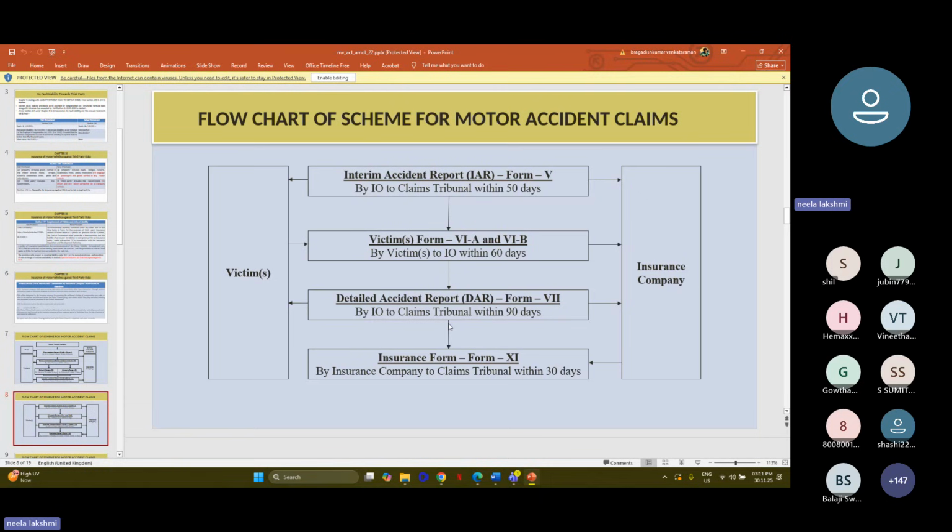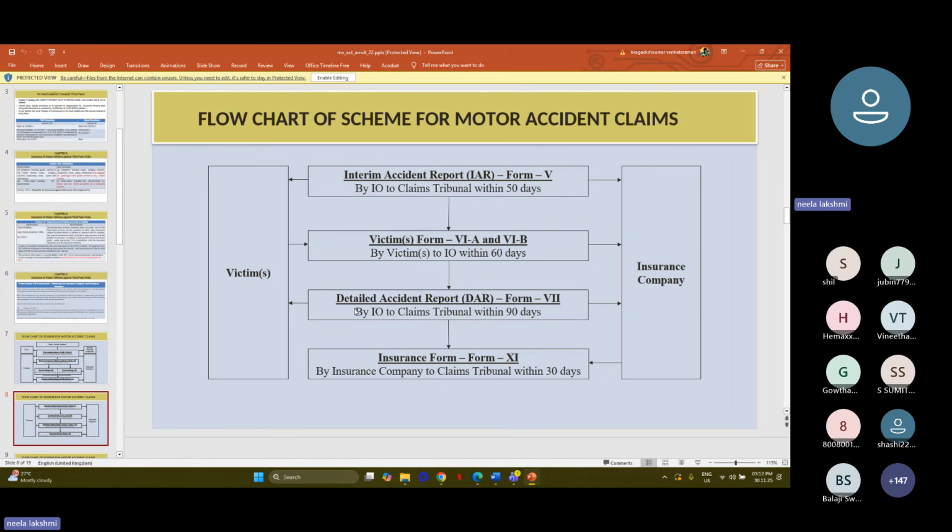Next flow is the detailed accident report, DAR, compensation. This entire system is known by the name DAR, Detailed Accident Report, Form 7. This is very, very important. Detailed DAR is in form number 7. It is prepared by the IO and submitted to the claims tribunal within 90 days from the date of accident. This DAR would be provided to the claims tribunal as well as to the insurance company.